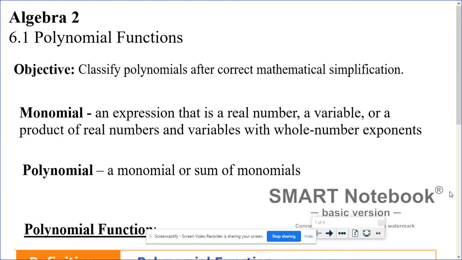Okay. So our first definition is a monomial. It's an expression that is a real number, a variable, or a product of real numbers and variables with whole number exponents. So it's one term. Right? A polynomial is a monomial or sum of monomials. So monomials are going to be split up by plus or minus.